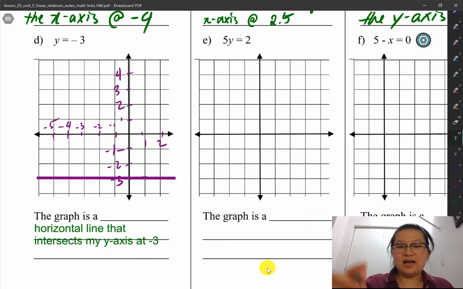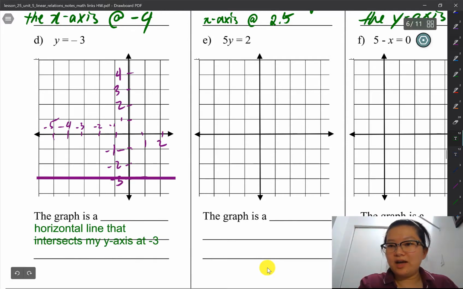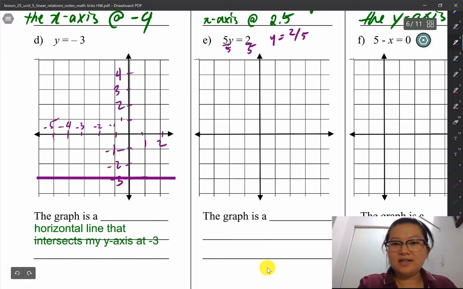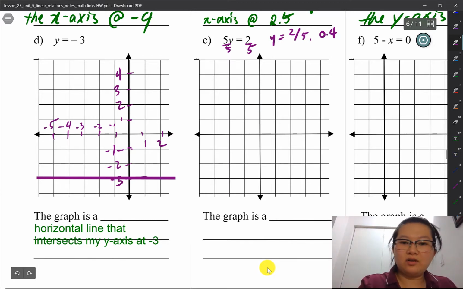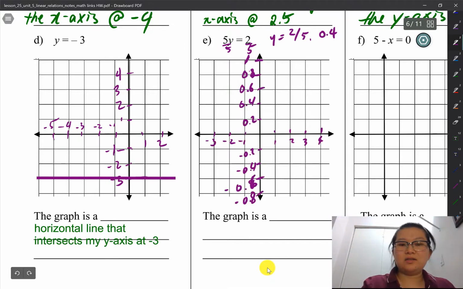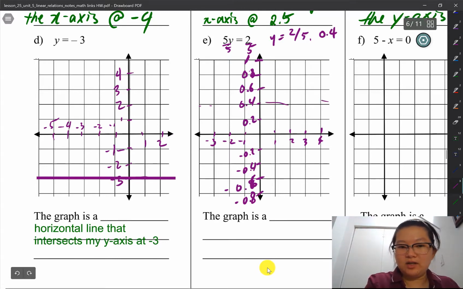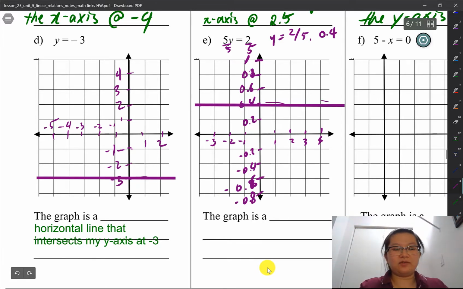Okay, so next one is I have 5y equals 2. We have to isolate for y by dividing both sides by the 5. I get y is equal to 2 over 5, or in decimal form, this is 0.4. Okay, drawing my axes out. You could go by 1, or you can go up by 0.2, because that divides this equally into 5 pieces. Okay, so here my y is equal to 0.4 and will always equal 0.4 no matter what x is equal to. So I get a horizontal line that intersects my y-axis at 0.4.